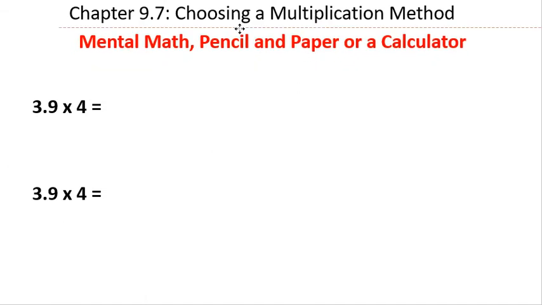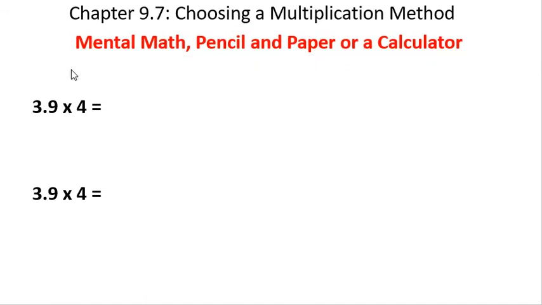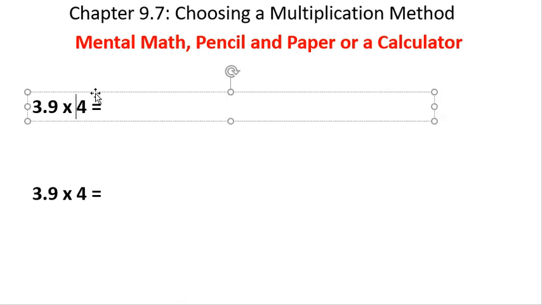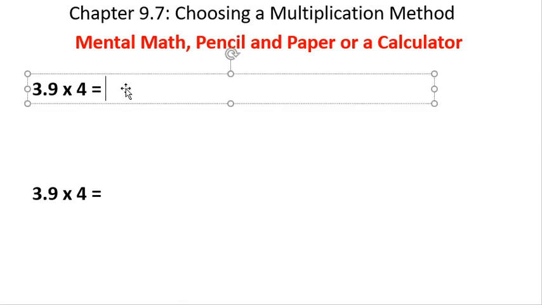You have a number of different methods to choose from when you are multiplying. You could do mental math, pencil and paper, or a calculator. So with these different ways, I'm going to show you a few today. I'll show you at least two. But let's see if we can come up with some methods that make sense to everybody.